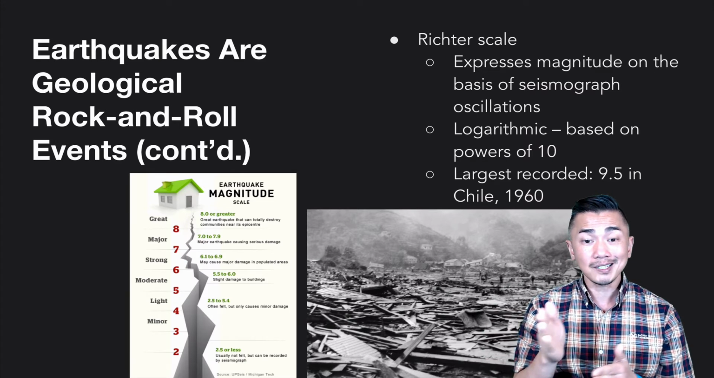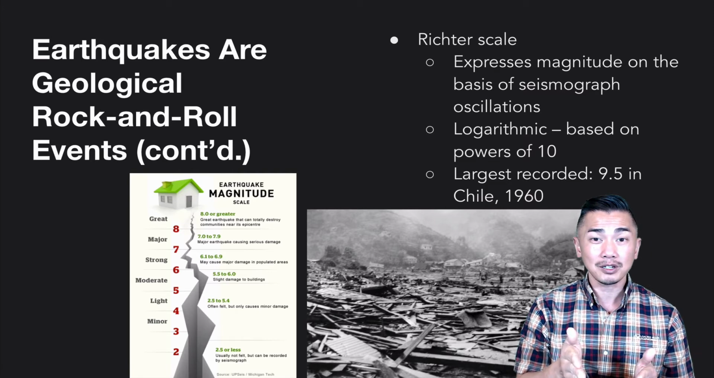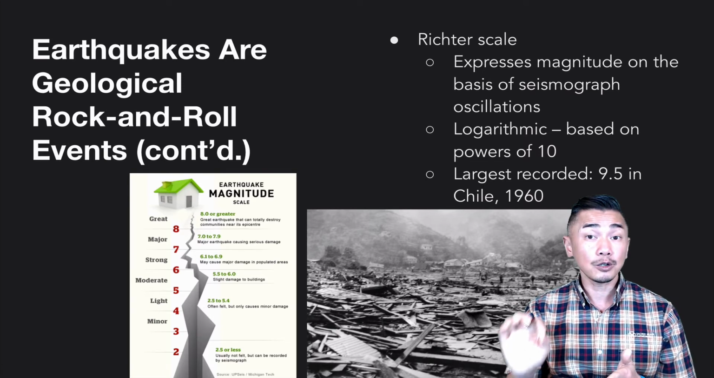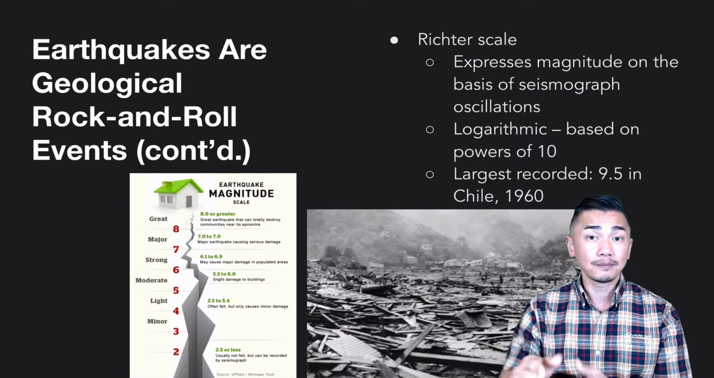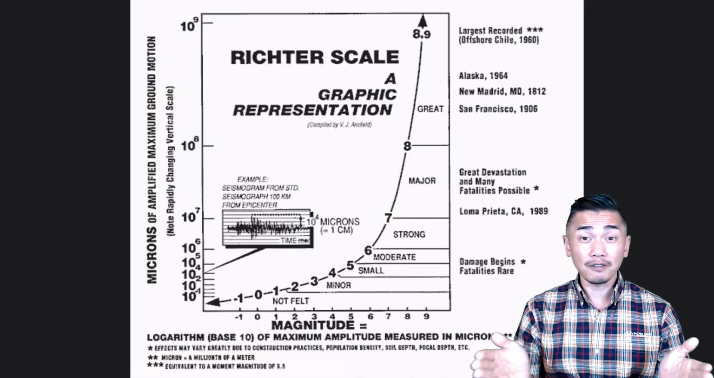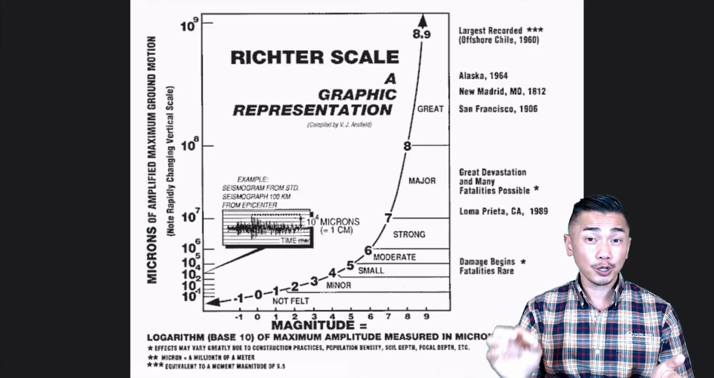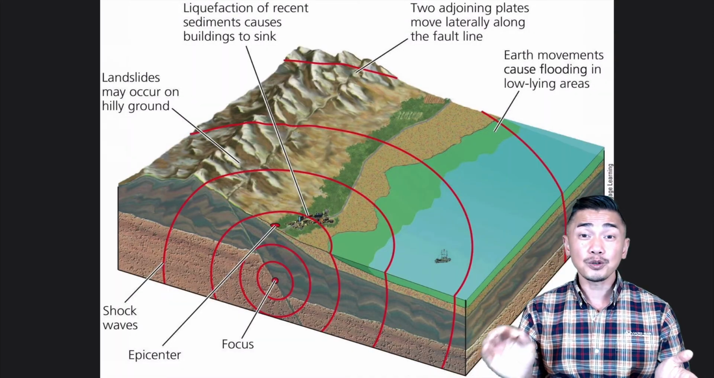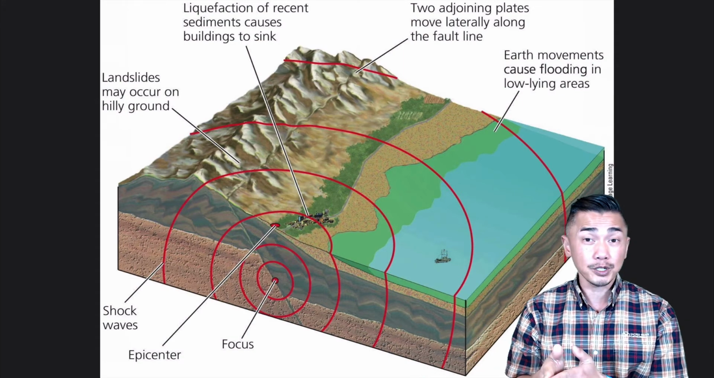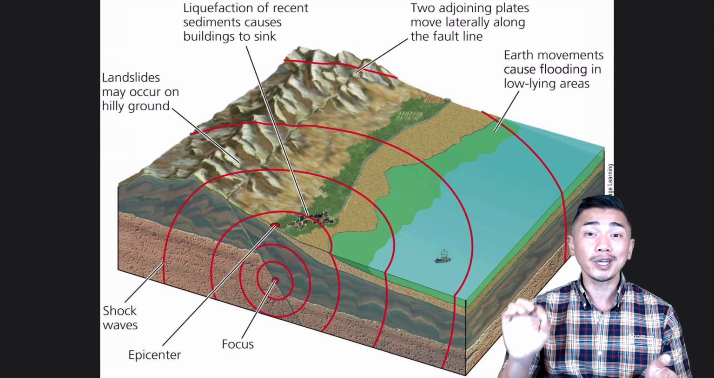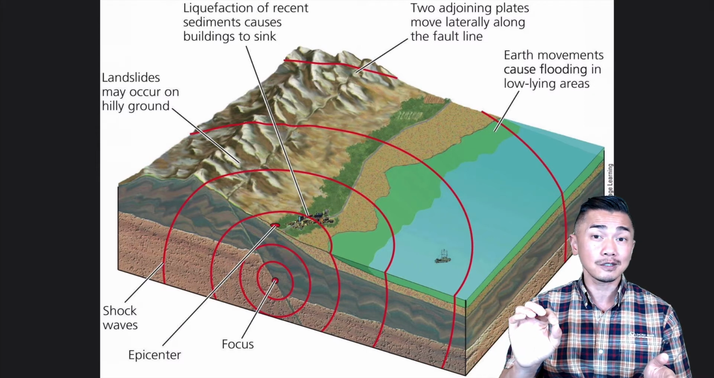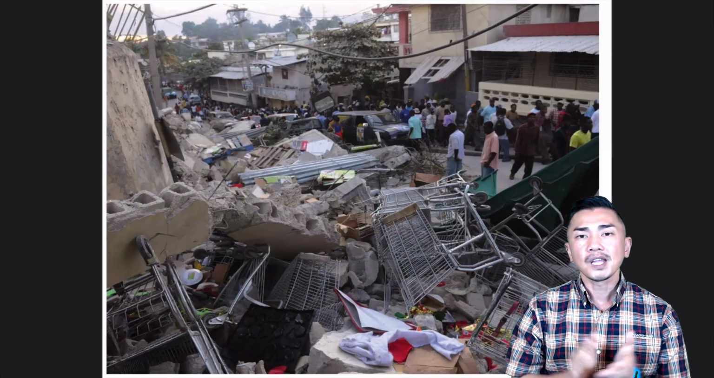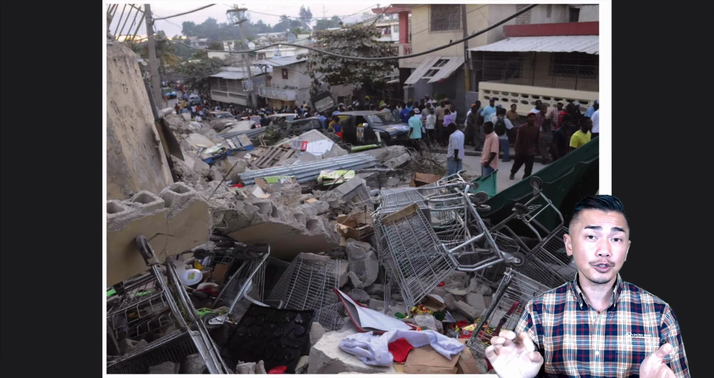The Richter scale can be seen on the left here and the potential damage of different earthquakes at different magnitudes. The aftermath of the Chilean earthquake of 1960 can be seen on the right. This is another depiction of the Richter scale, showing some of the major earthquakes that have happened in the past and their magnitudes. In this diagram, you can find the focus, which is where an earthquake originates, the epicenter, which is the point on the Earth's surface above the focus, seismic waves, and some of the effects of an earthquake. This is a photo showing the aftermath of an earthquake in Haiti.